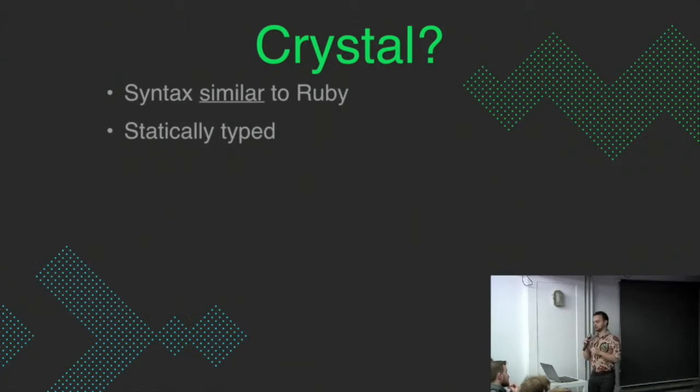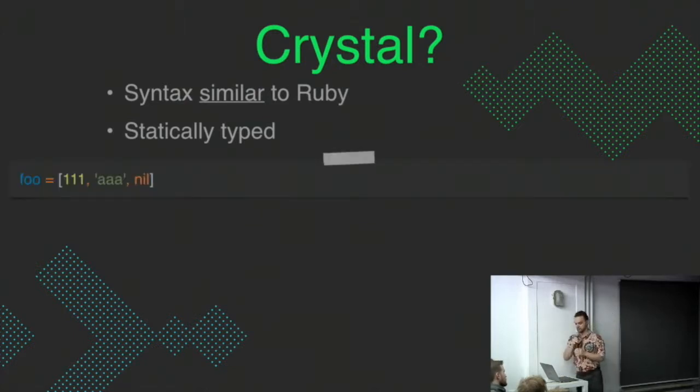Because Crystal is statically typed, while Ruby has dynamic types. What's the difference between those two? Well, static typing means that the program knows beforehand what kind of data it can expect in a given variable or in an array or anywhere, while if you use Ruby, right, you can create an array like this. So you put a number inside, a string, a nil, and then you can do things on this array, something like this.